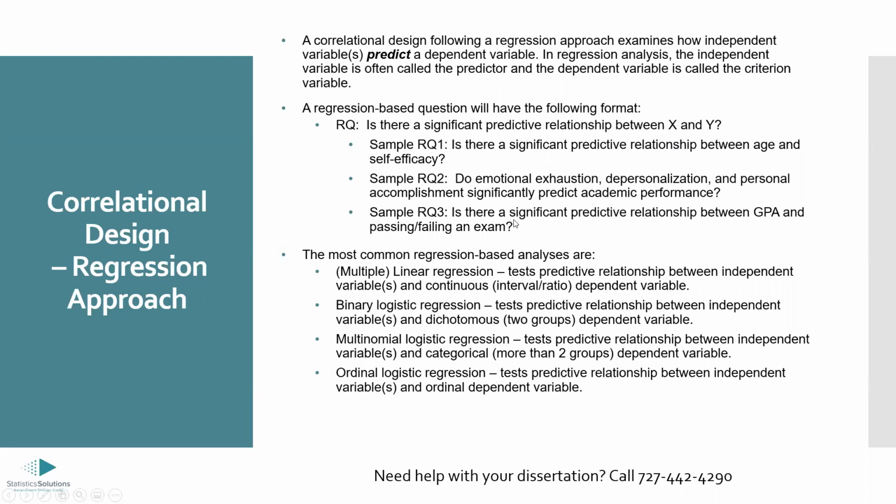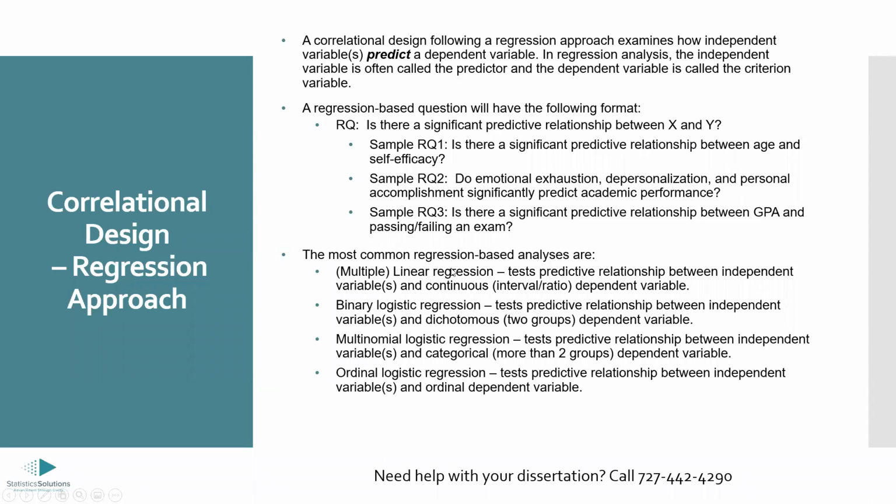So you can see some sample research questions here and the analyses that are most common for regression models. The first research question here: is there a significant predictive relationship between age and self-efficacy? We only have one predictor here, which is age. And usually the predictor is listed first, followed by the criterion. If you only have one predictor, that's called a linear or just a simple linear regression.